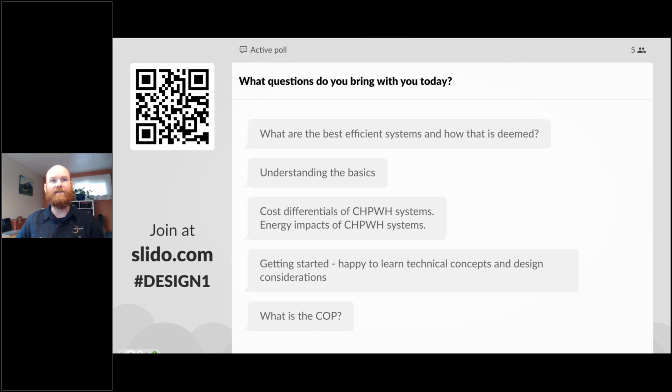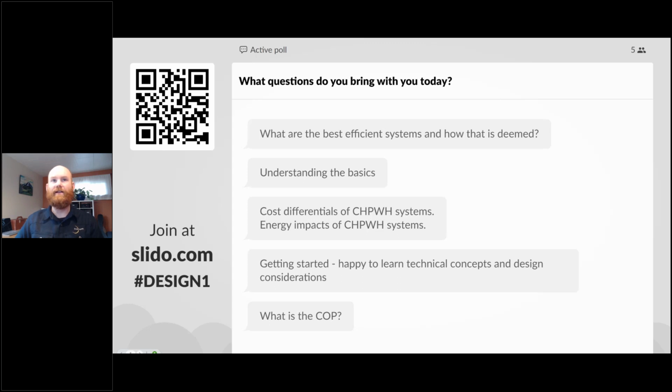What are the most efficient systems and how is that deemed? Yes, so the Advanced Water Heating Specification 8.0 is the new revision of that specification, and that's authored by NEEA. It looks at the system coefficient of performance, or the system efficiency. We will touch on that in webinar session 2, as well as later in session 3. We'll break down how you really achieve that most efficient system, and how programs like the NEEA Advanced Water Heating Spec rate that efficiency.